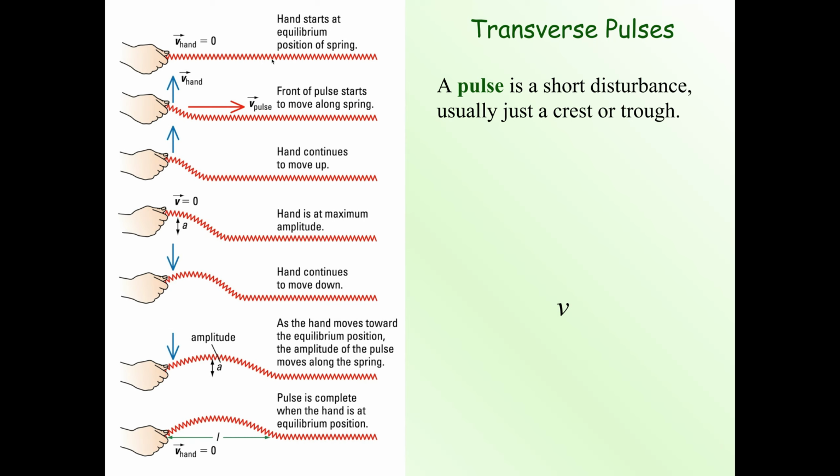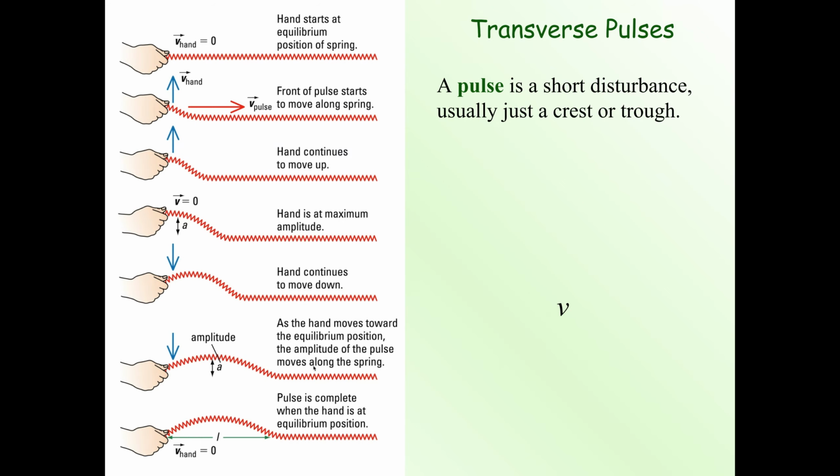Okay, so looking here, if our hand is holding a spring, the hand starts at equilibrium position for the spring. If you create velocity of your hand going up, it sends a pulse, and the pulse starts to move along the spring. The hand continues to move up until it is at maximum amplitude. As it comes down, the hand moves towards the equilibrium position.